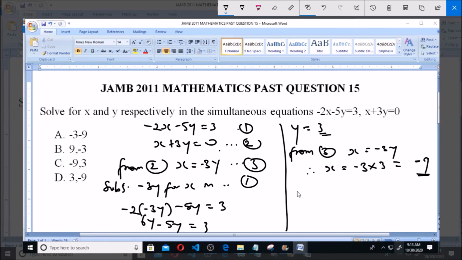Therefore, (x, y) is equal to (-9, 3). And that is option C, (-9, 3).